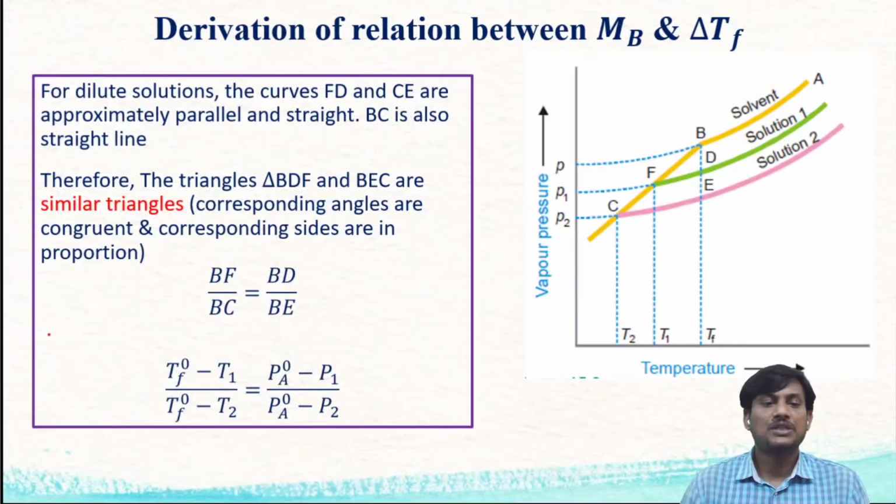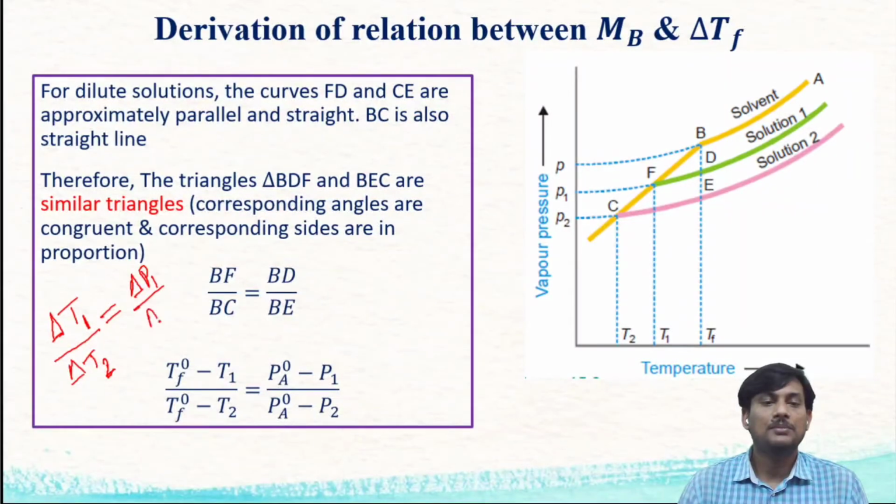From this equation we can say delta T1, that is depression of freezing point of first solution, divided by delta T2, depression of freezing point of second solution, is equal to delta P1 by delta P2. That is lowering of vapor pressure of first solution divided by lowering of vapor pressure of second solution.